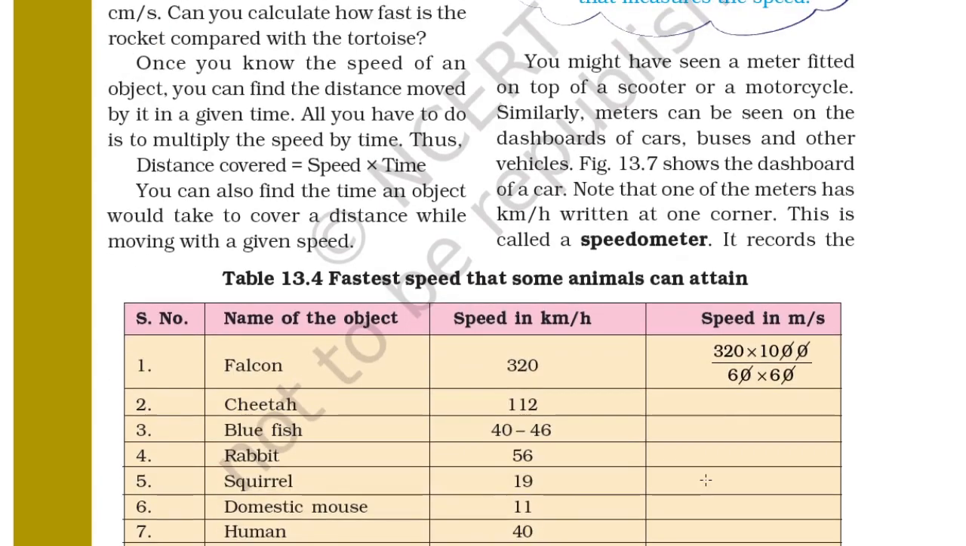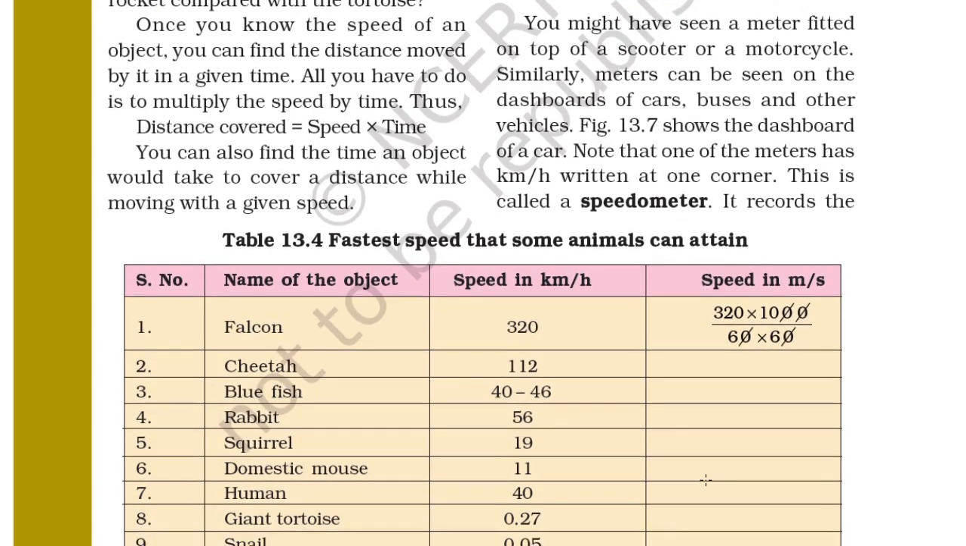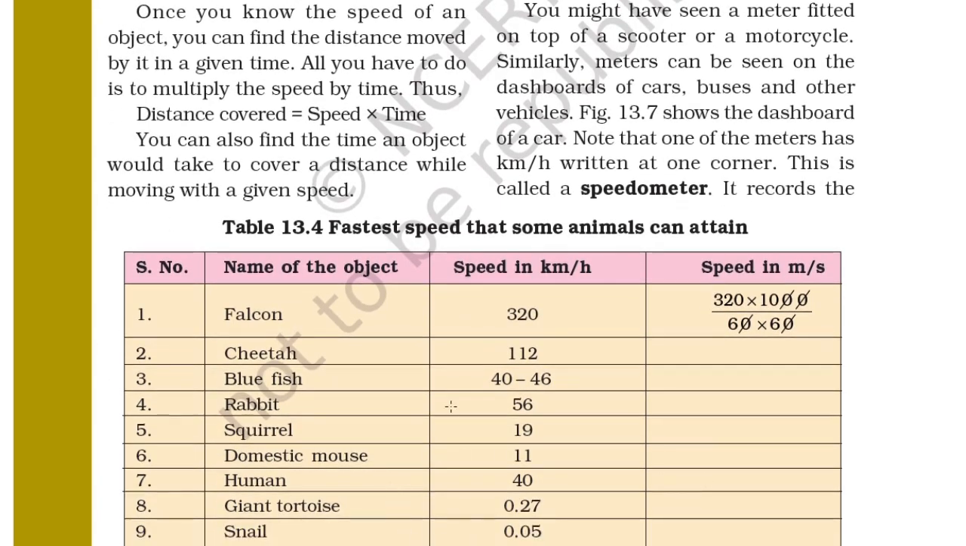So here is the speed of some of the animals. The falcon can attain a speed of 320 kilometer per hour. So speed in meter per second is equal to 320 upon 60 into 60 into 1000. So now the 1000 is the kilometer and 60 is per hour. So it will get cancelled and you can calculate the speed of it.